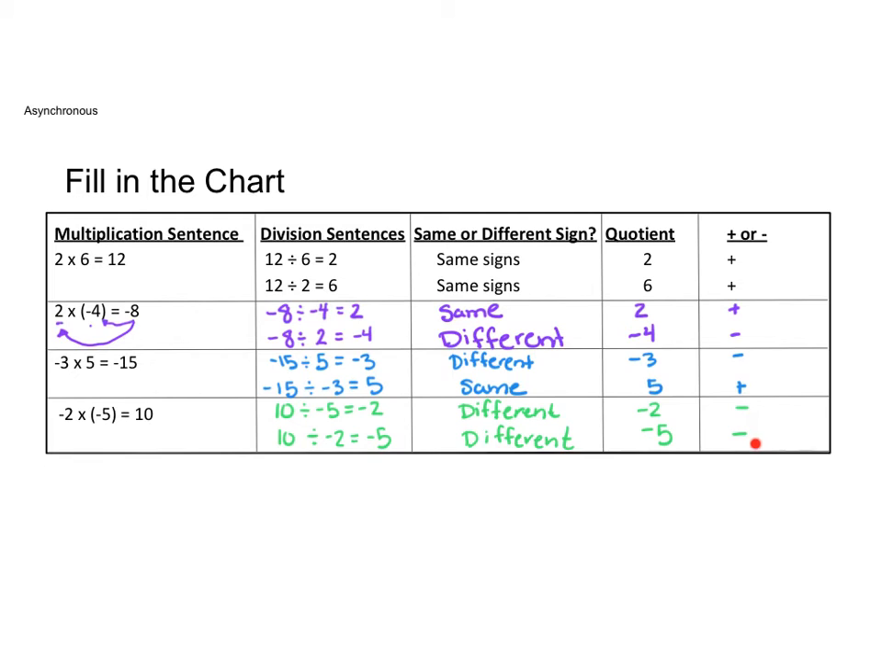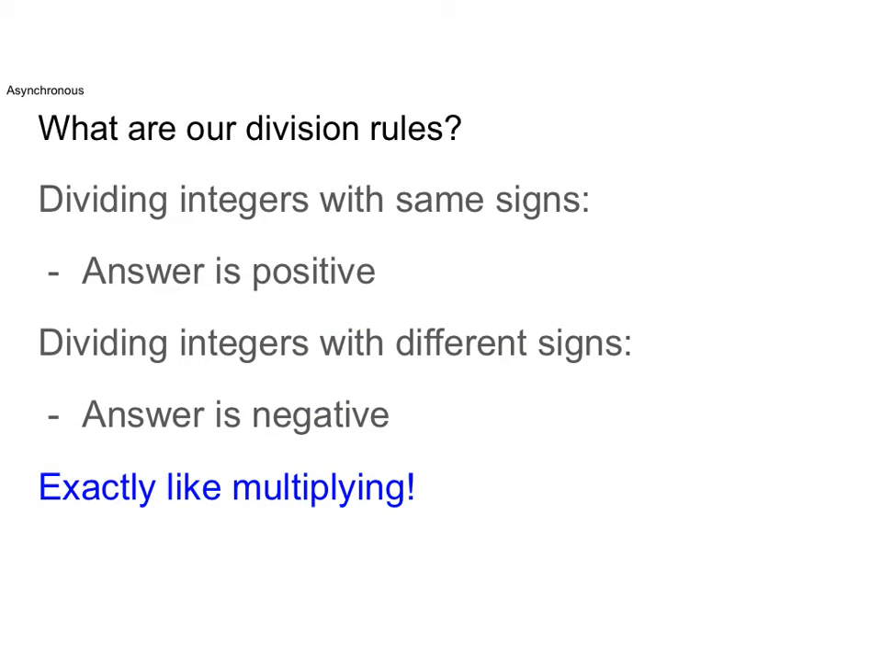So let's go ahead and look at our rules. So here are our division rules. Dividing integers with same signs, the answer is positive. Dividing integers with different signs, the answer is negative. So it's exactly like multiplying. Make sure you write these down, maybe even bold them so they're easy to refer back to in your notes.